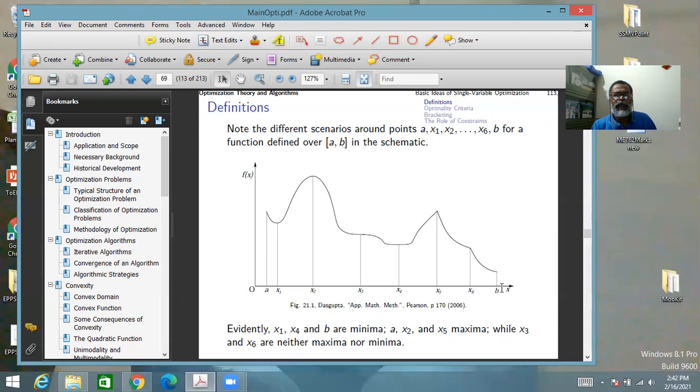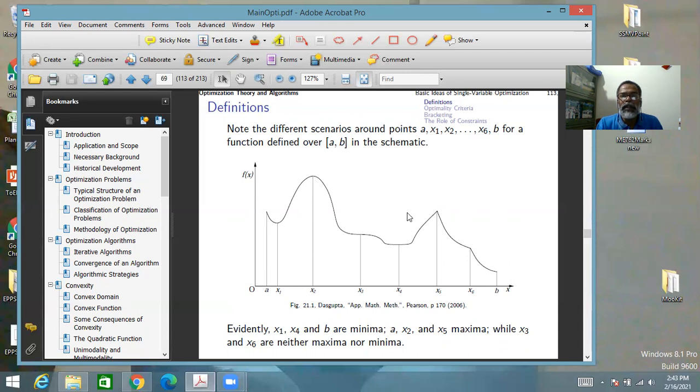So here you can see that point x1, point x4, and point b. These are minima. B is a minimum point from the one-sided condition. On the other side, the function does not exist. Similarly, A is a maximum point in similar situations. Okay. A is a maximum point.